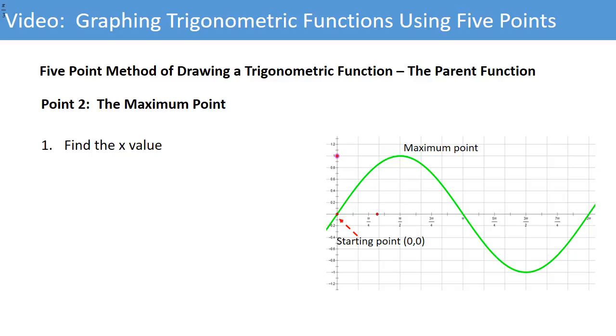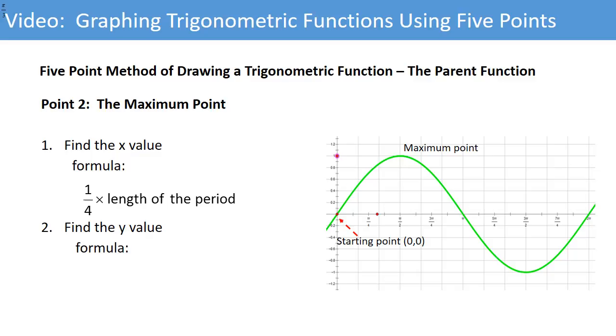The maximum point is the second point. Find the x value. The formula to do this is to take 1/4 of the length of the period. Find the y value. The formula for this would be to take the c value 0 and to add the a value of 1. So 1/4 of 2 pi is pi over 2, and 0 plus 1 is 1. So the coordinate of the maximum point is pi over 2, 1.